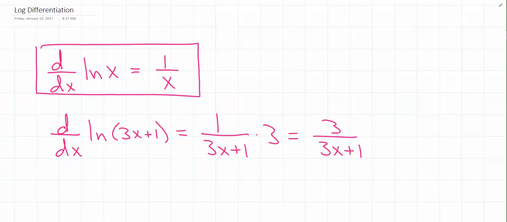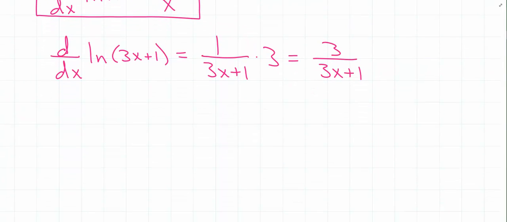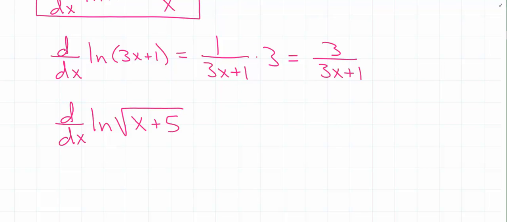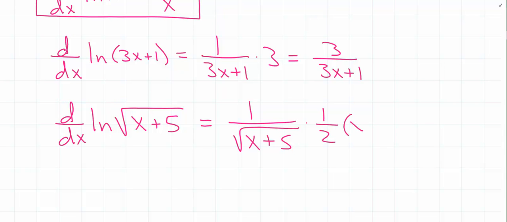Now, let's suppose that we've got a little bit more complex problem. Let's suppose that we want the natural log of the square root of x plus 5. Well, we proceed the exact same way. We could say this is 1 over the square root of x plus 5, but then we have to apply the chain rule. And the chain rule says to multiply by the derivative of the square root of x plus 5. So that's going to be 1/2 (x plus 5) to the negative 1/2. Okay? That's what we have, right?